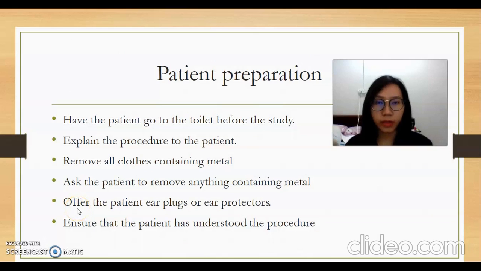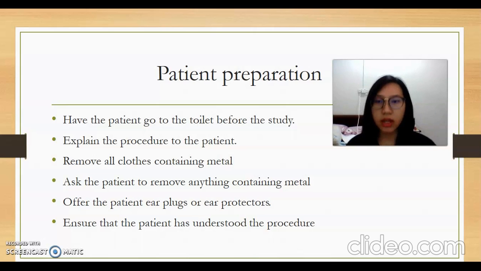Next, for the patient preparation, because this patient does not require contrast, the patient preparation is less strict. First, when the patient comes to the department for the MRI, we have to correctly identify the patient. Then we have the patient go to the toilet before the study.